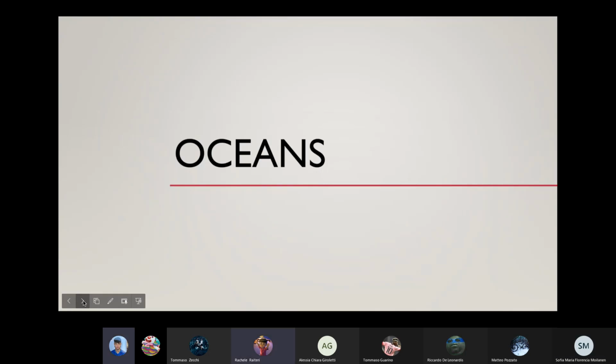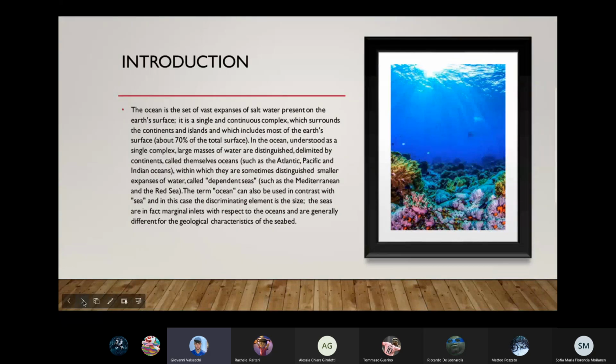Now I'm going to talk about the oceans. The ocean is the set of vast expanses of salt water present on the Earth's surface. It is a single and continuous complex which surrounds the continents and the islands, and which includes most of the Earth's surface, about 70% of the total surface.